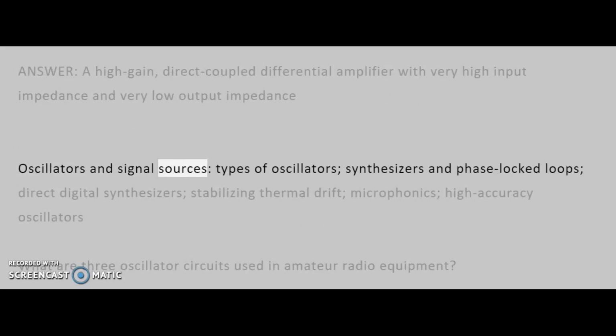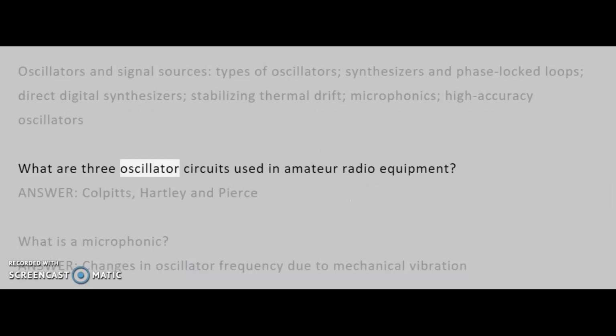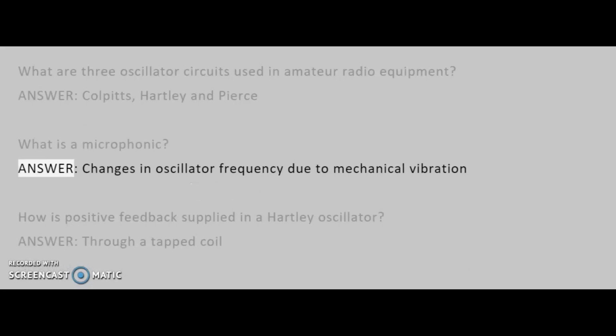Oscillators and signal sources, types of oscillators, synthesizers and phase-locked loops, direct digital synthesizers, stabilizing thermal drift, microphonics, high-accuracy oscillators. What are 3 oscillator circuits used in amateur radio equipment? Answer: Colpitts, Hartley and Pierce. What is a microphonic? Answer: changes in oscillator frequency due to mechanical vibration.